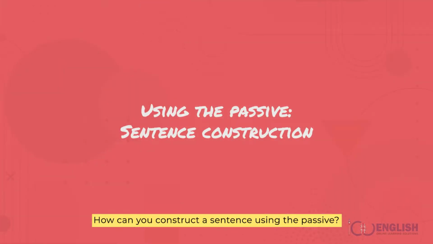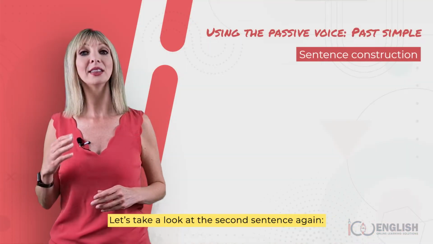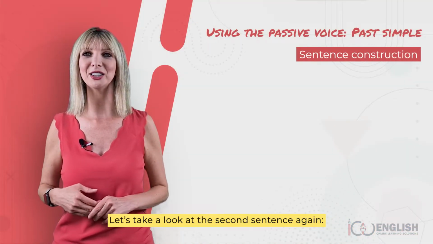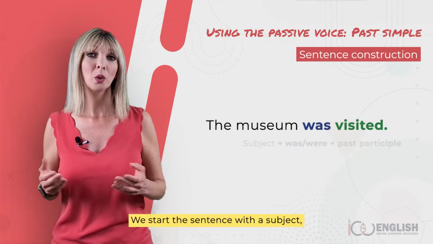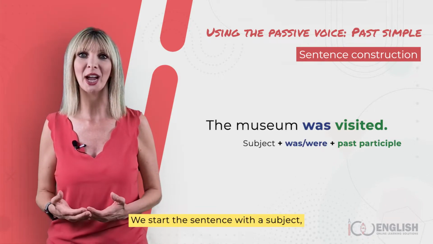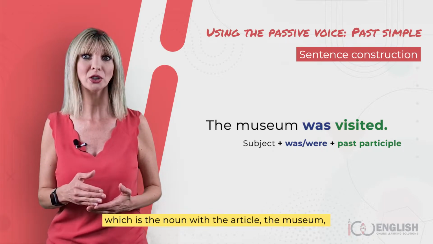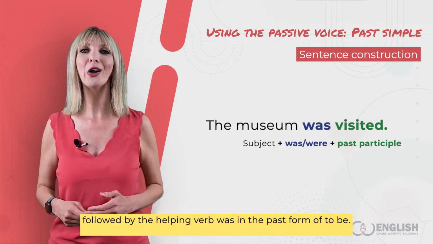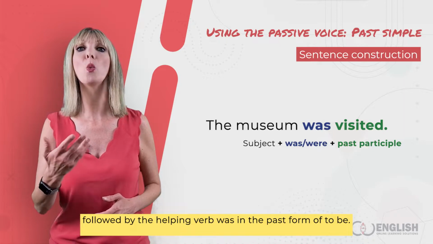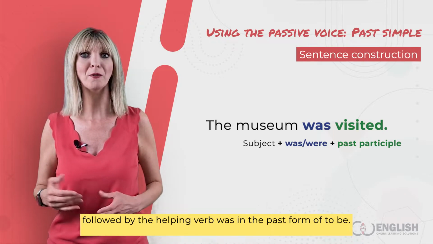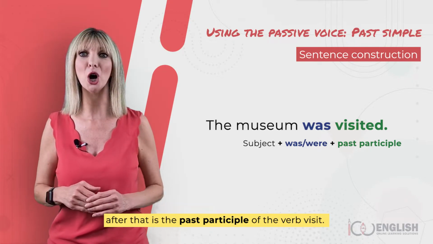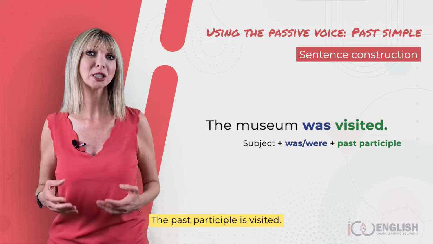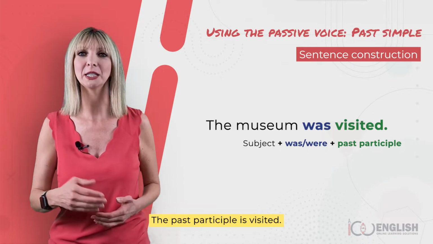How can you construct a sentence using the passive? Let's take a look at the second sentence again. The museum was visited. We start the sentence with a subject, which is the noun with the article, the museum, followed by the helping verb was in the past form of to be. After that is the past participle of the verb visit. The past participle is visited.